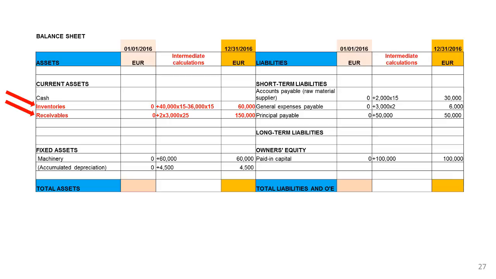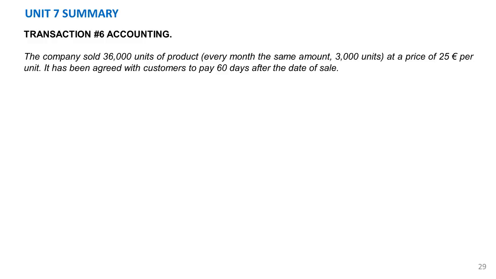Let's remember that the current assets section reports all those assets that the company expects to turn into cash within 1 year, that's to say, in 2017. Let's summarize this unit. In this unit, we have accounted for the transaction describing the sales of the company in 2016.